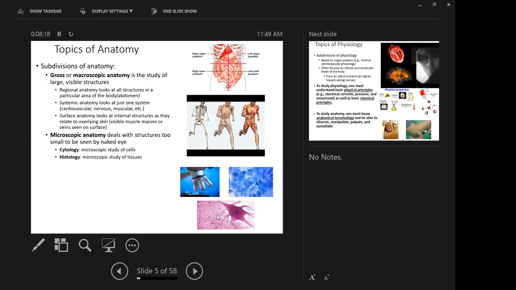We can look at cells. We can look at tissues. Cytology is cells, individual cells. Histology is tissues. Circle those two and put a star beside them to remember what cytology is and what histology is. That's just a hint.